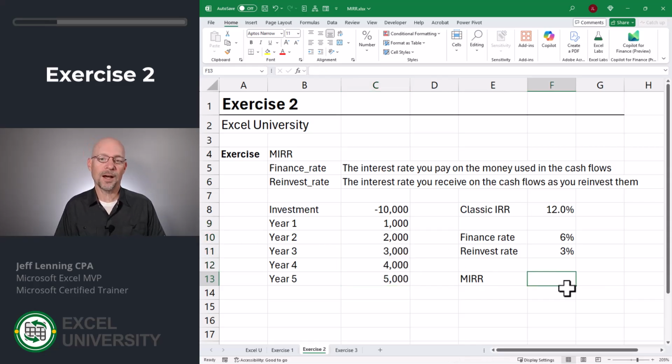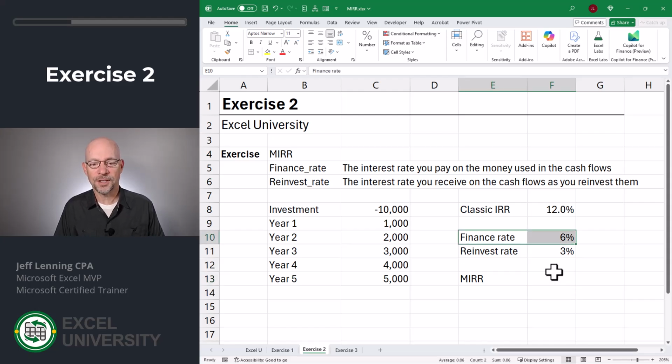Well, the MIRR function allows us to customize the finance rate and the reinvestment rate. The finance rate is the interest rate you pay on the money used in cash flows. In other words, this is the rate that's applied to negative cash flow values. And the reinvest rate is the interest rate you receive on positive cash flows. For example, if you'd put this into a CD.